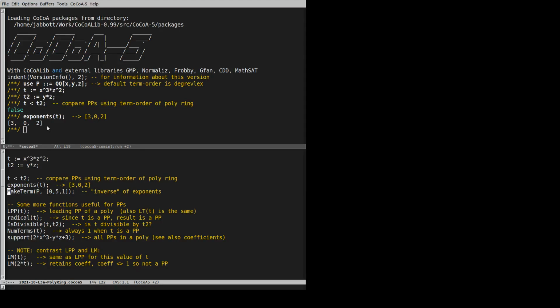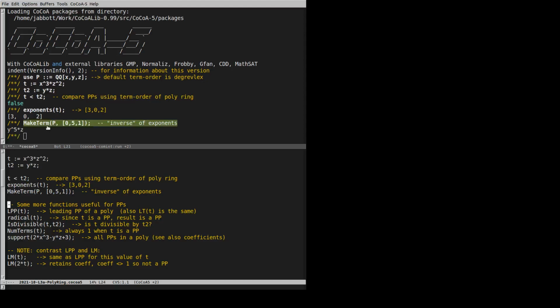A sort of inverse to this is the function make term. We can see it here. Now with make term we have to specify the exponent vector and the polynomial ring we want to use. So in this case, if we say take the exponent vector 0, 5 and 1, that's x to the power 0 times y to the power 5 times z to the power 1, in other words y to the 5th times z. So that's a sort of inverse for exponents.